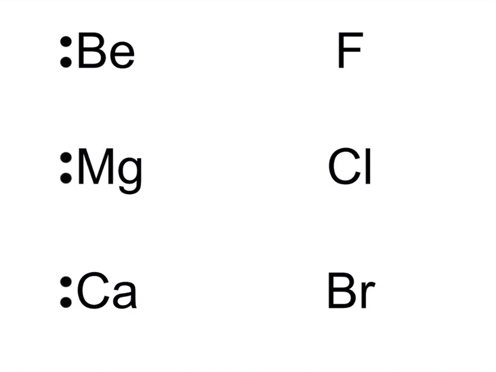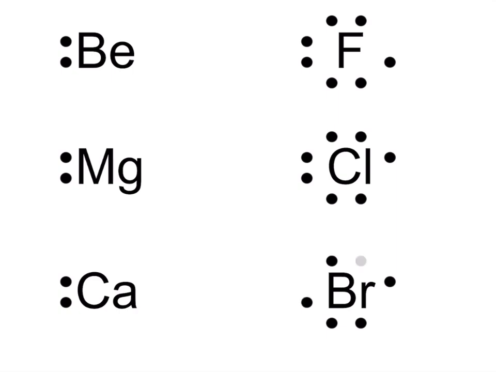Beryllium, magnesium, and calcium are elements from group number 2. As such, all of them are going to have 2 valence electrons. Fluorine, chlorine, bromine are elements from group 17. All of them will have 7 valence electrons. Notice that we always start by placing 2 valence electrons together on the same orbital. Then we place electrons in unpaired formation and start to pair them up only when we run out of unpaired places.